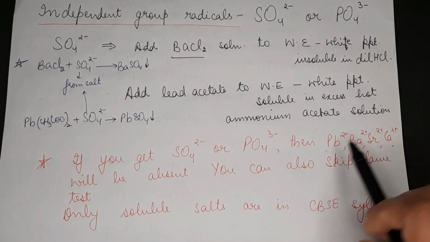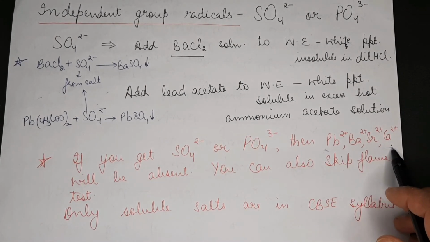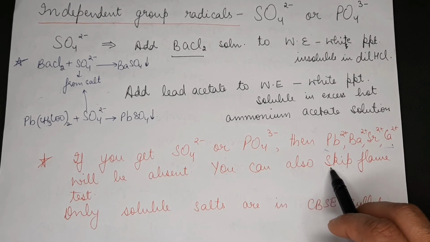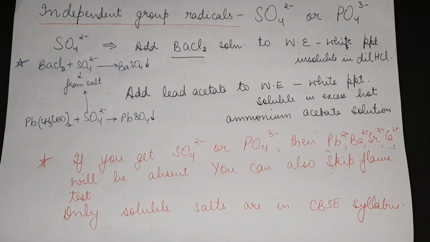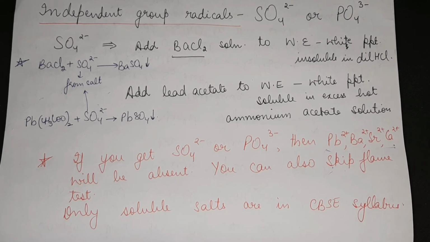So in case these ions are absent, then you can also skip the flame test, because the flame test is mainly shown by copper ion, barium ion, strontium ion, calcium ion, right? So if barium, strontium, calcium are absent, copper ion is one radical which you can see from the color itself. So maybe you can skip the flame test and first follow the other tests. And also remember children, only soluble salts are a part of your CBSE syllabus. Insoluble salts are not included in your board syllabus.